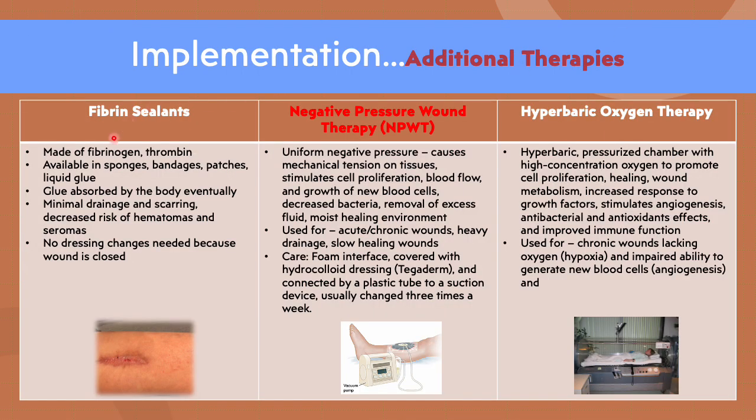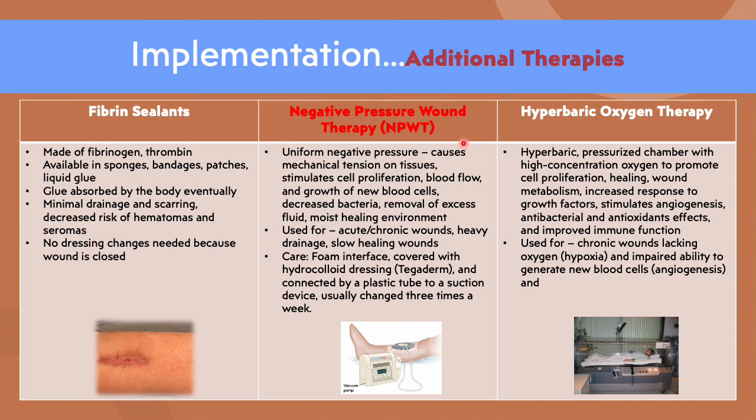Additional therapies include fibrin sealants, made of fibrinogen and thrombin, available in sponges, bandages, patches, and liquid glue. The glue is absorbed by the body eventually. Minimal drainage and scarring is left, and there's a decreased risk of hematomas and seromas. No dressing changes are required.